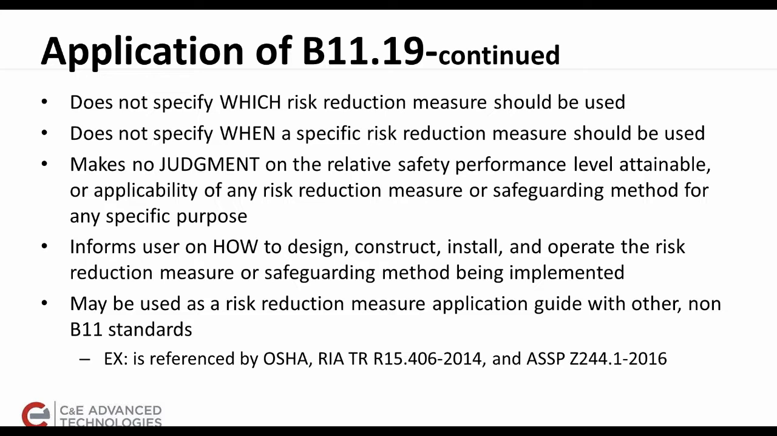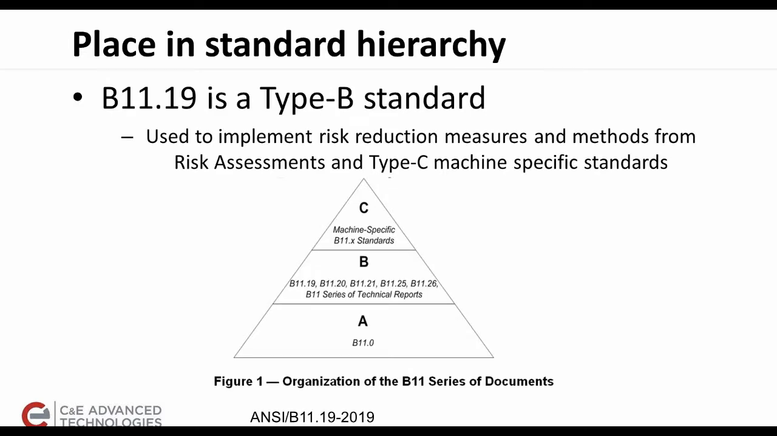The information in B11.19 may be used not only in the B11 standard suites, but in other safeguarding and risk reduction standards as well. It is referenced in OSHA, quite often in RIA, and there was a major effort in the standard Z244.1 on hazardous energy, which was put out by the American Society of Safety Professionals, which references B11.19 quite a bit. A bit on the hierarchy of the standards.